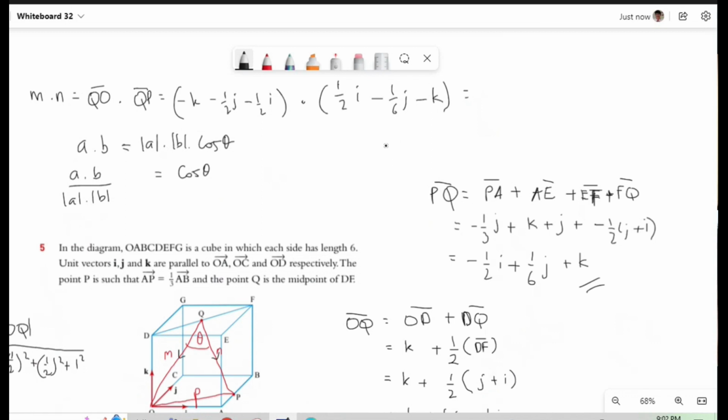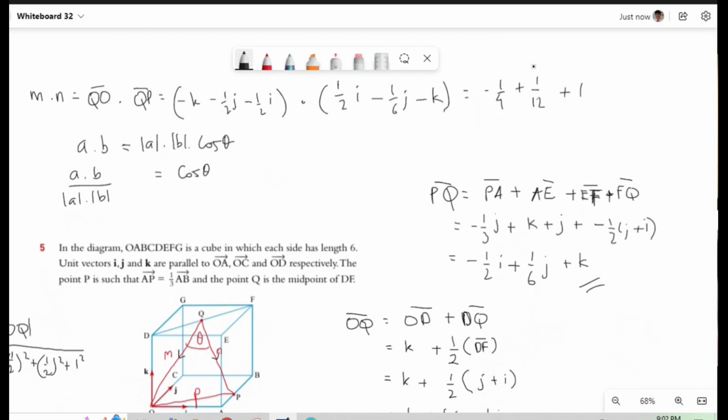And we know that we need to multiply only the same vector units: i with i, j with j, and k with k. And we got the result: negative 1/4 from the i, negative half times half, plus 1/12 from the j part, negative half times negative 1/6, and k is negative 1 times negative 1, which is positive 1.